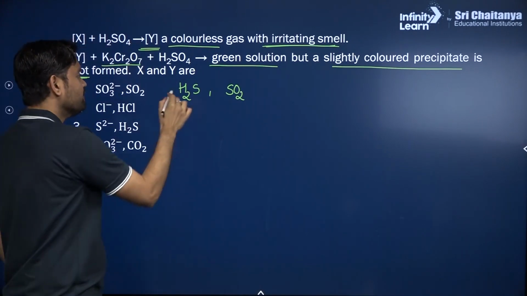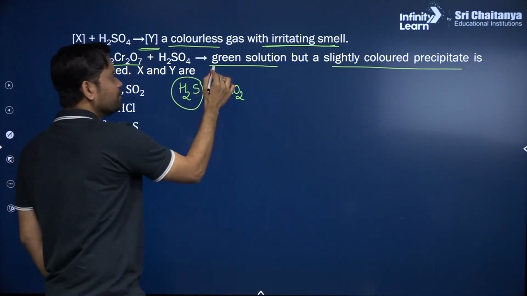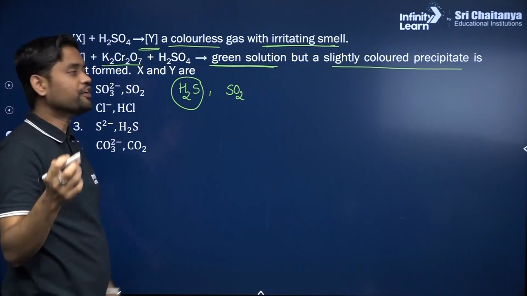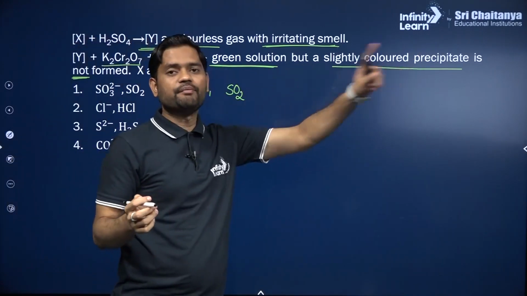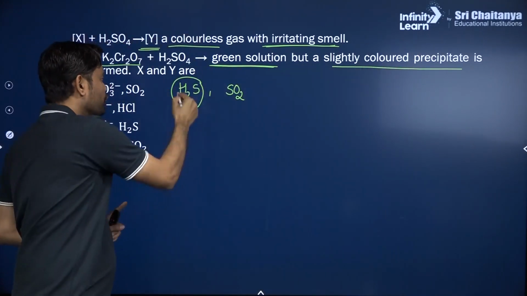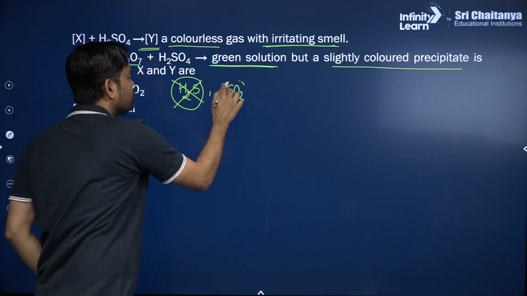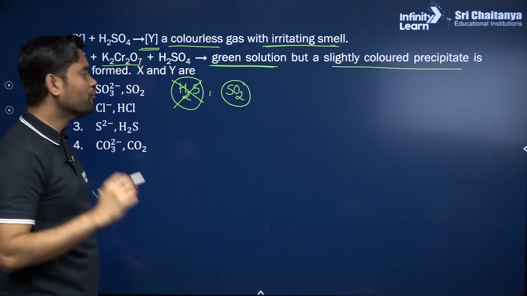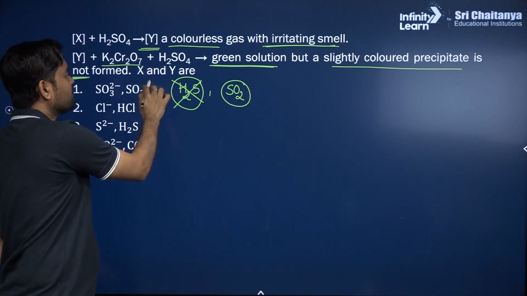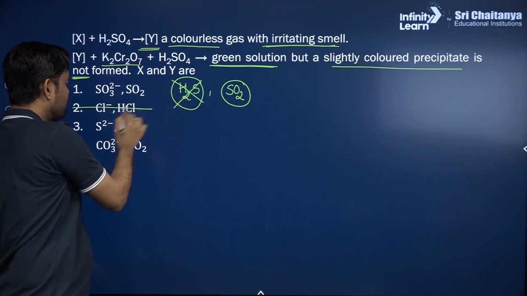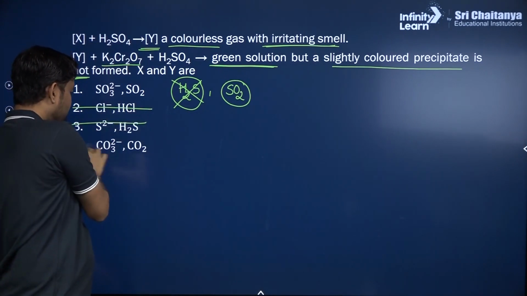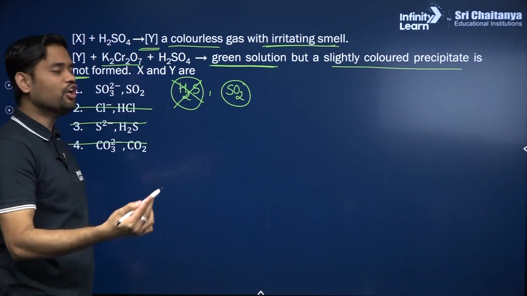Okay, but when H2S is combined, it gives you a green solution, but it will also give some slightly colored precipitate of sulfur. So obviously this should not be the answer. That means Y over here is SO2. Okay, Y over here is what? SO2, and what they have asked is X and Y. So this option is gone, this option can be related, and this option is also gone. Only the option that remains is what?